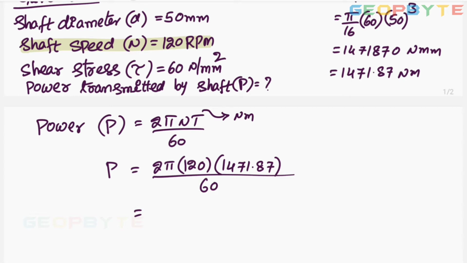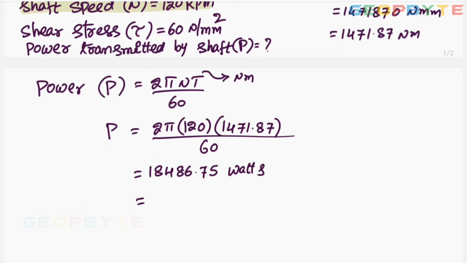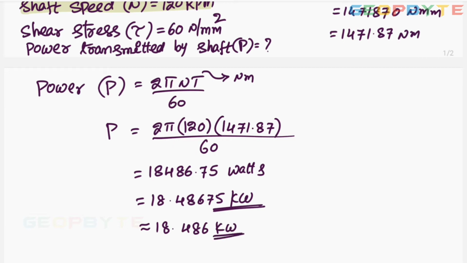Simplify this value for getting the power around 18486.75 watts or joules per second. For getting it in kilowatts, dividing by 1000, 18.48675 kilowatts. That is the answer. These many digits after the point are not required. Approximately write like this: 18.486. Three digits are sufficient after the point. That is the answer. I hope you got my point.